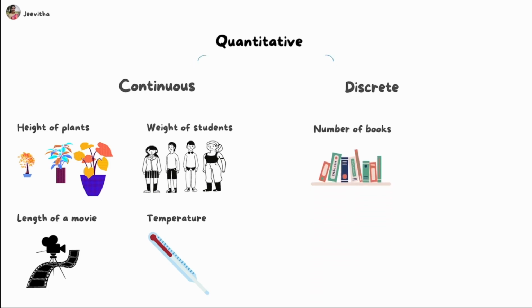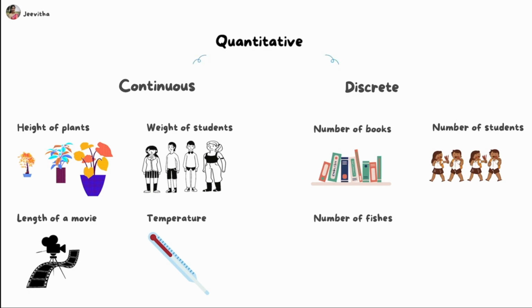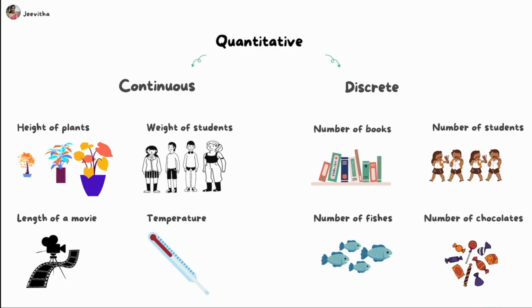Number of books, we can count the books. Number of students in a class, it's countable. Number of fishes in an aquarium, so it's countable. And number of chocolates. So these are the different examples related to discrete.